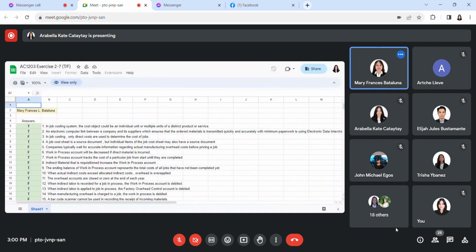Number 10, when actual indirect costs exceed allocated indirect cost, overhead is over-applied. False. The overhead accounts are closed or zero at the end of each year. True. Number 12, when indirect labor is recorded for a job in process, the factory in process account is debited. False. When indirect labor is applied to job in process, the factory overhead control account is debited. True. Number 14, when manufacturing overhead is charged to a job, the work in process is debited. True. A barcode scanner cannot be used in recording the receipt of incoming materials. False.